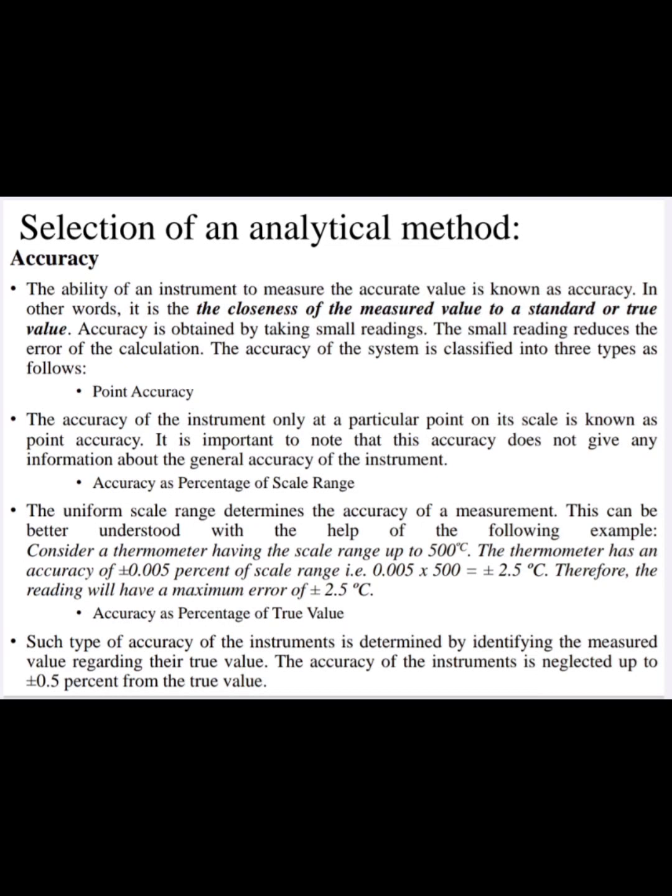The accuracy of a system is classified into three types as follows: point accuracy, accuracy as percentage of scale range, and the last one is accuracy as percentage of true value. Here I have mentioned how it works: point accuracy, accuracy as percentage of scale range, and accuracy as percentage of true value.